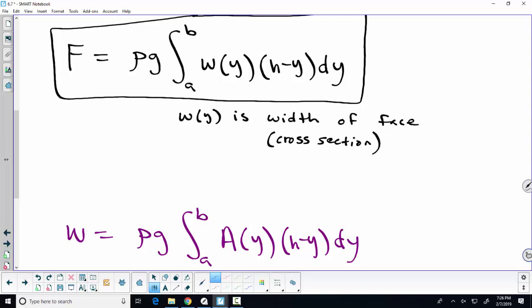Which, of course, is the cross-section that we're cutting in. So I think that's good because the formulas are so similar. But yeah, it can be detrimental, I guess, if you're not careful of which one you're using.